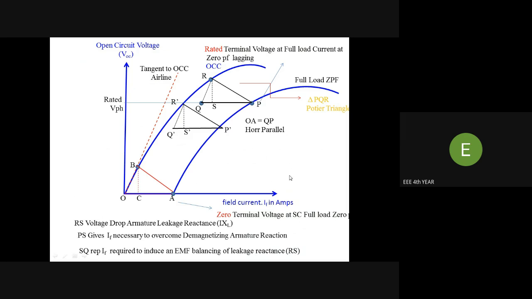In this diagram we can get the armature resistance drop and the armature leakage reactance drop separately, I into XL. Here we can determine the RS value, and separately we can determine the armature leakage reactance drop. Here PS gives the field current necessary to overcome the demagnetizing armature reaction. SQ gives the field MMF to produce the leakage reactance drop also.